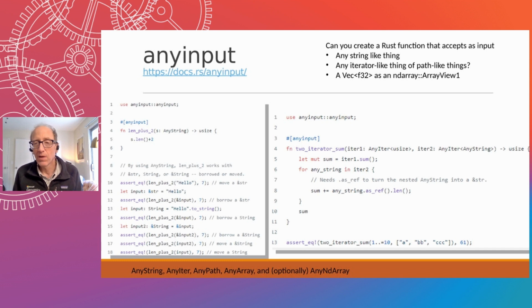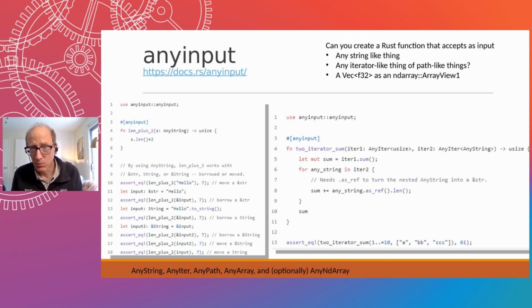And on the right side, we've got a more complicated example. Now we'll say we want to define a function called two_iter_sum. Its first input is called iter1. iter1 is any kind of iterator of usize. And iter2 is any iterator of any string-like thing. And the function returns a usize.